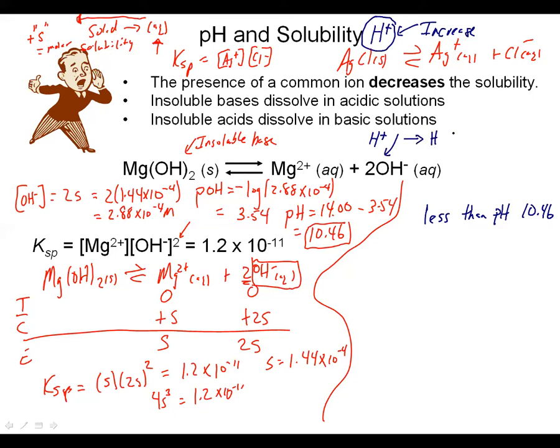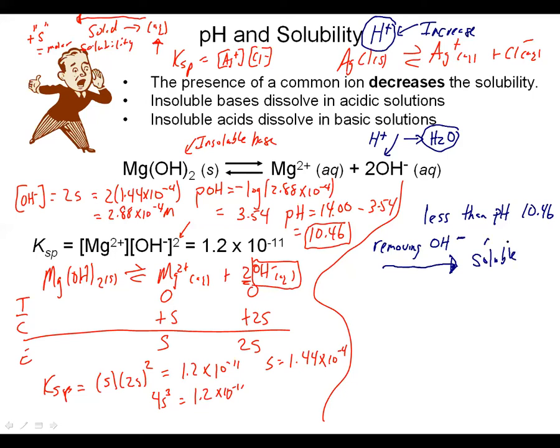So essentially, what we would be doing if we lower the pH to less than 10.46 in this case is removing OH minus to make water, basically. Water being a liquid, it's like taking the OH minus out. And by removing the OH minus, that should cause the equilibrium to shift to the right, and it should become more soluble.